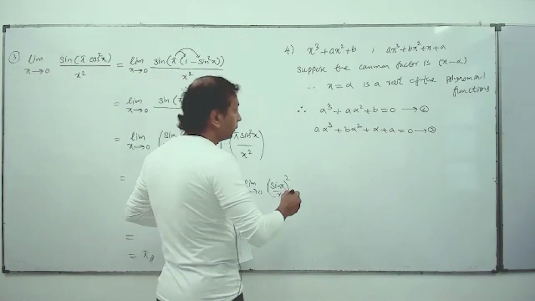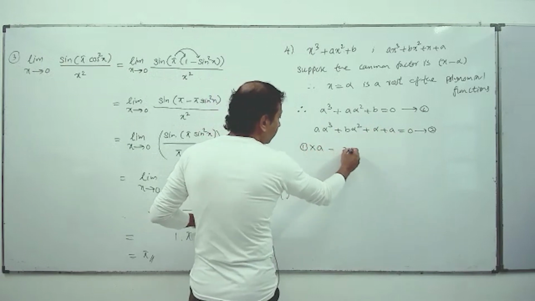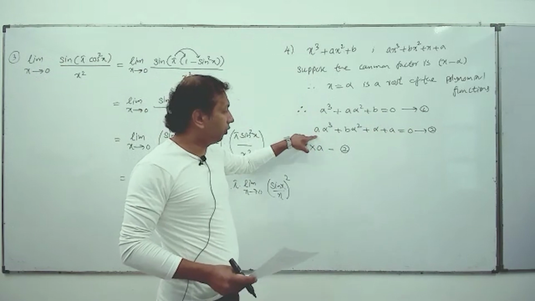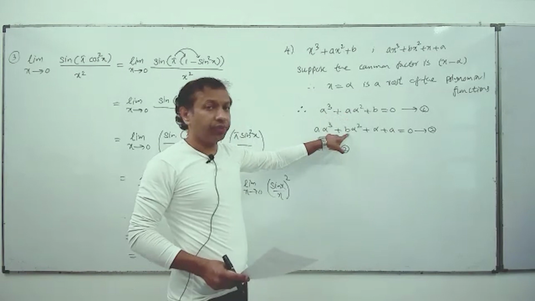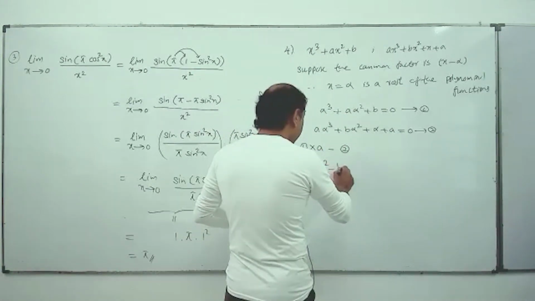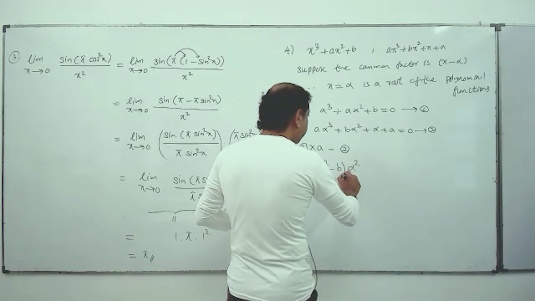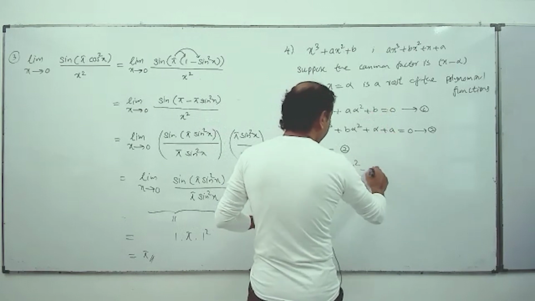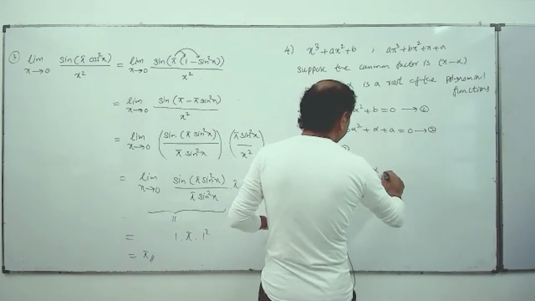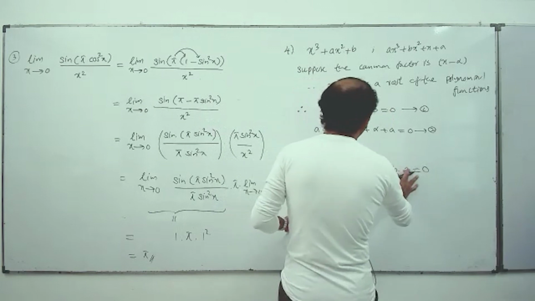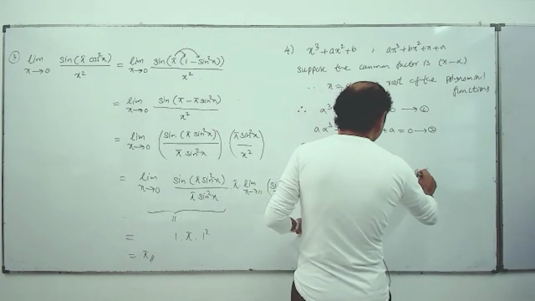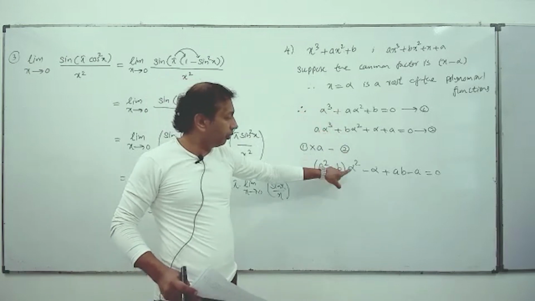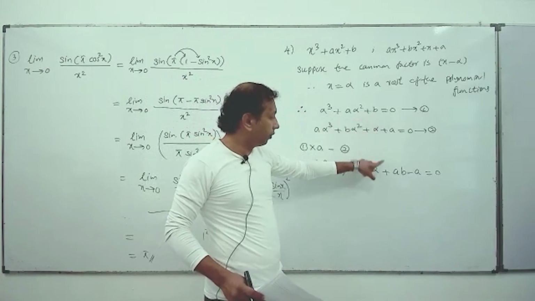Now what I do is this. Equation number 1 we multiply by a and subtract number 2 from that. Then the alpha cube term will cancel off. We get a squared alpha squared minus b alpha squared, and here ab minus alpha minus a, equals 0. So we have a squared minus b times alpha squared, and here minus alpha coming, b minus a.